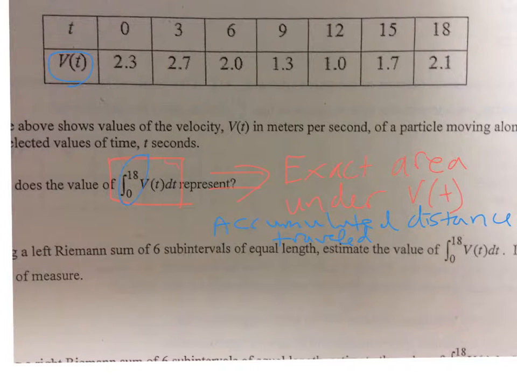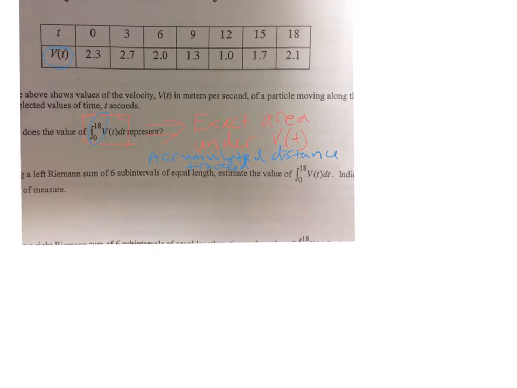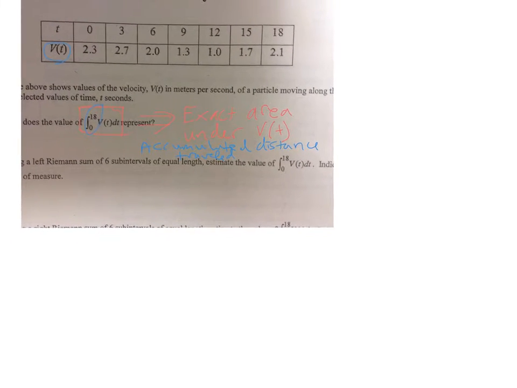So what they're asking us to do in this problem is estimate the area, because that's the best we can do. I gave you a nice way to do it in your calculator, but that's only if we have an explicit function. We don't have an explicit function. We have specific data points, and that's it. So we can generalize what's happening, but we don't know exactly what's happening. So they say left Riemann sum of 6 subintervals.